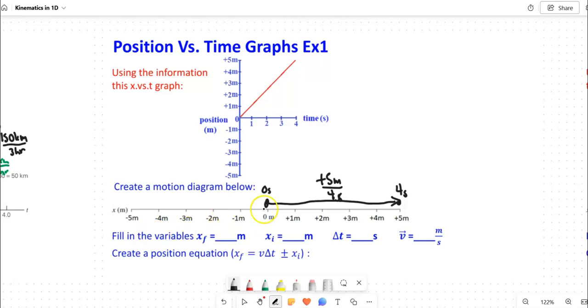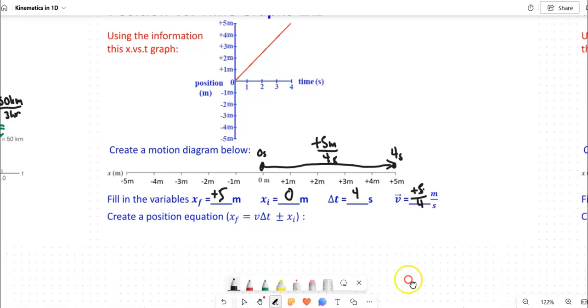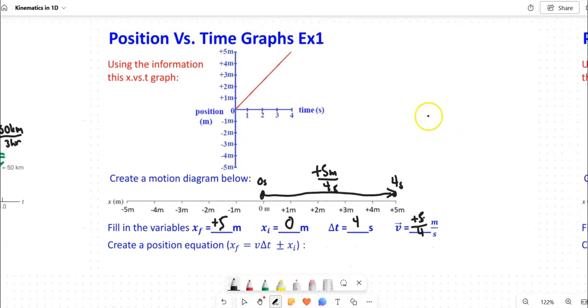Okay, let's fill in the variables. Your end position is positive 5. Your beginning position is 0 meters. The period of time is 4 seconds. And the total velocity is what we indicated, positive 5 meters over the period of 4 seconds. Oops, you need to write that seconds. It's already indicated right there. All right. Now, for the linear fit, you've probably learned in mathematics y is equal to mx plus b.